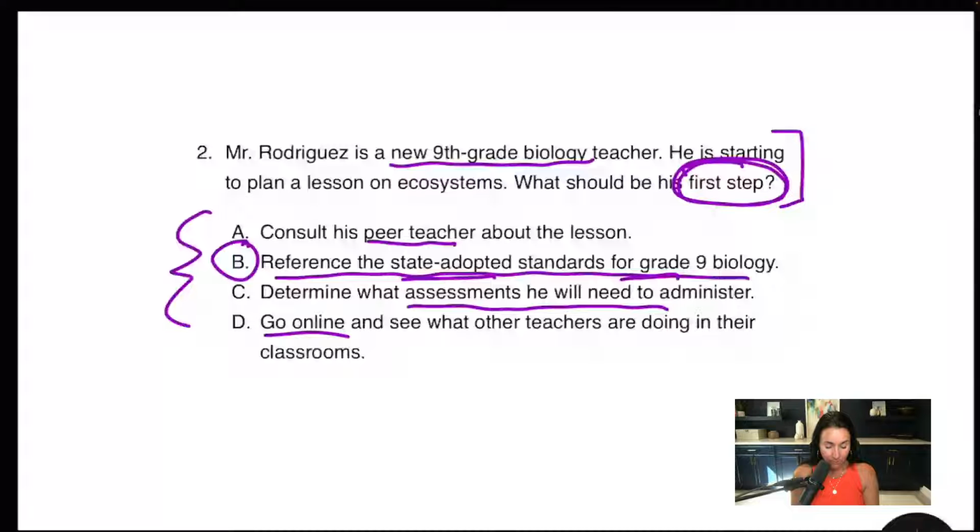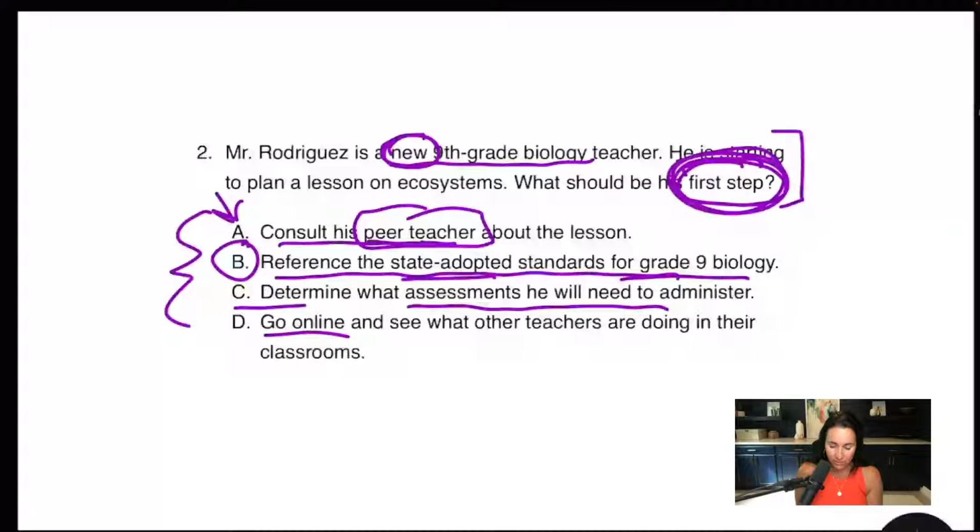Now, consult the peer teacher. This is called the distractor. This is the one that's almost the correct answer, because what they did to you here, they're doing you dirty here. They say new. And you think new, he's new. Well, he's definitely going to have a peer teacher, right? So A would be the distractor. You might go for that. But the state adopted standards are the thing this teacher needs to consult first. Reading those standards is number 1. Now, C is also good. Go to the assessments. That's also a good answer choice, but it's not the first step.